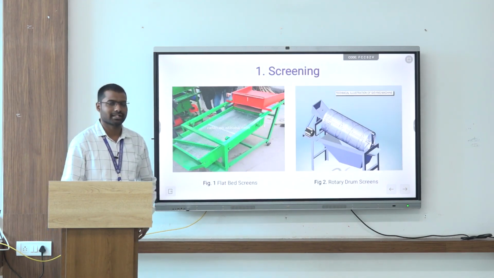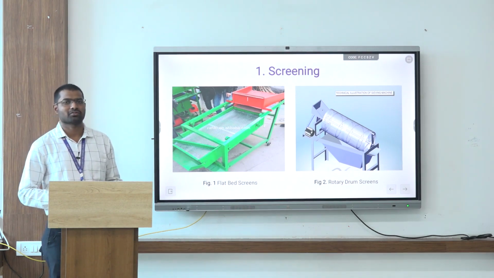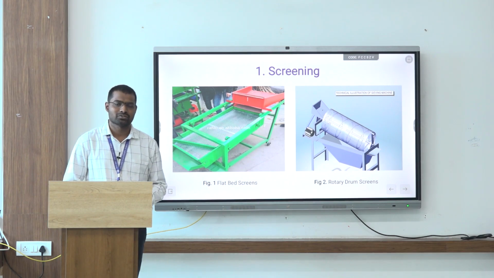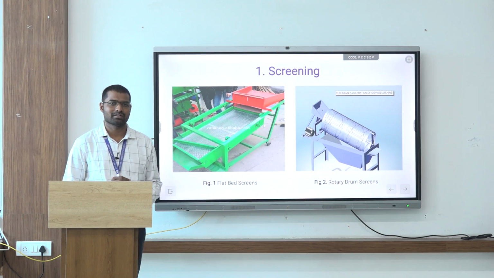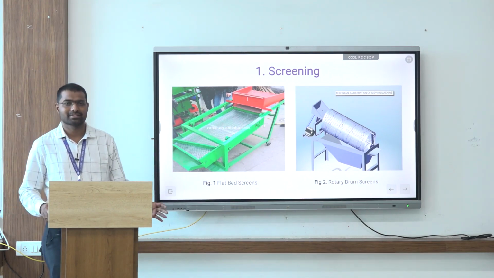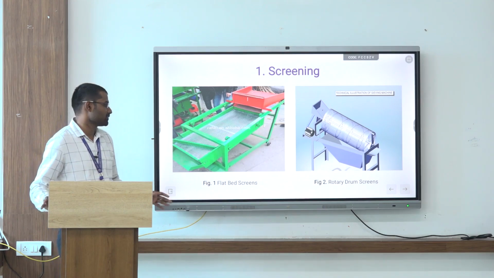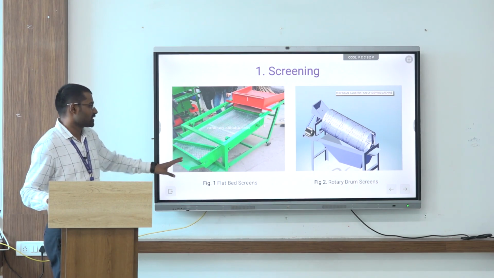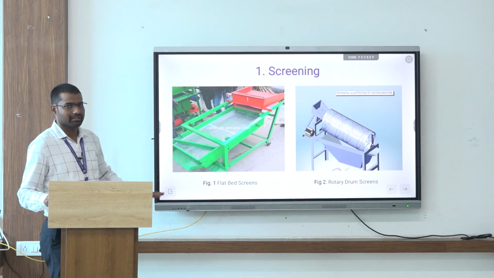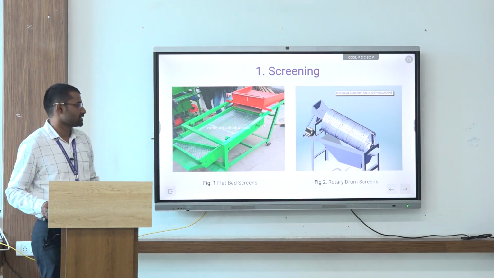The first dry cleaning method is screening, where we use different types of screens to separate on the basis of differences in size. The raw material has a specific, unique size, and the contaminants present have different sizes. So using the difference in size, we can separate the raw material by screening. It is a physical method of separation. There are many types of screens. Figure 1 is a flat bed screen and the second is a rotary drum screen.